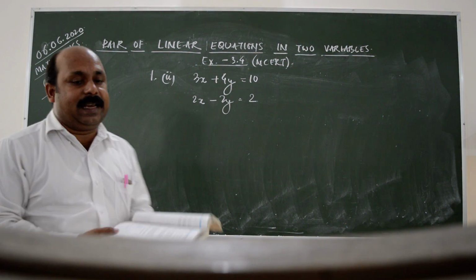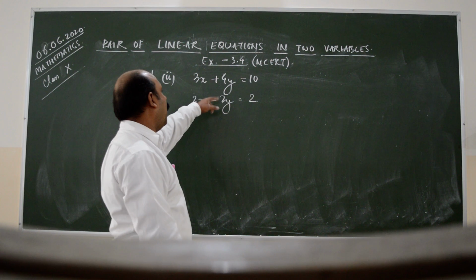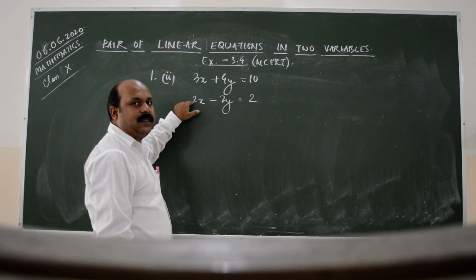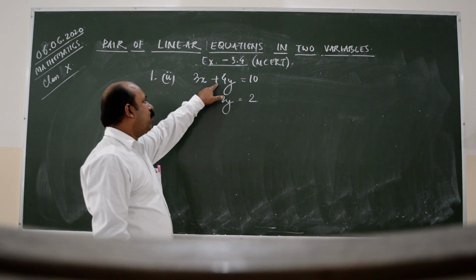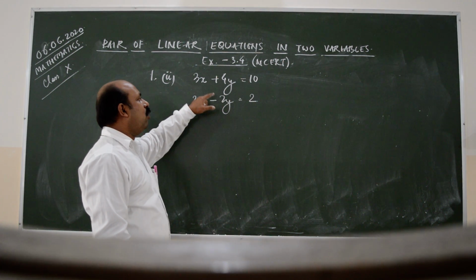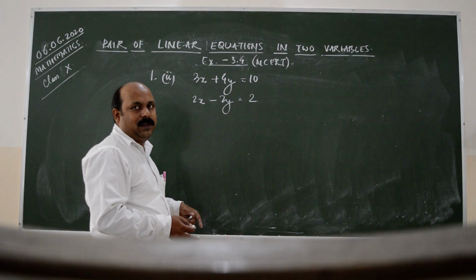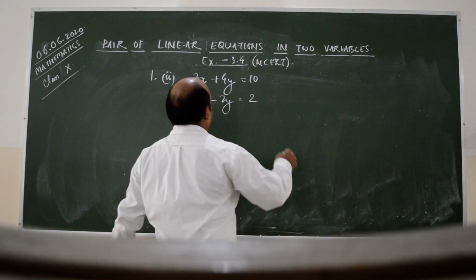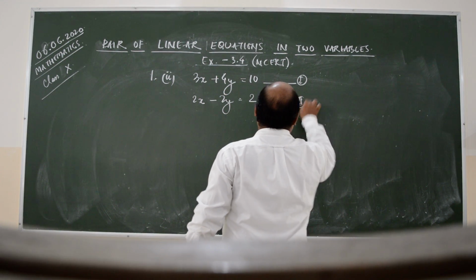Now you have to decide which variable coefficient you are going to equate. You can equate either the coefficient of x or the coefficient of y. Since the coefficient of y has opposite signs, in order to eliminate the variable we need to add the equations. Adding is comparatively easier as compared to subtraction. So let us say this is equation number 1, this is equation number 2.